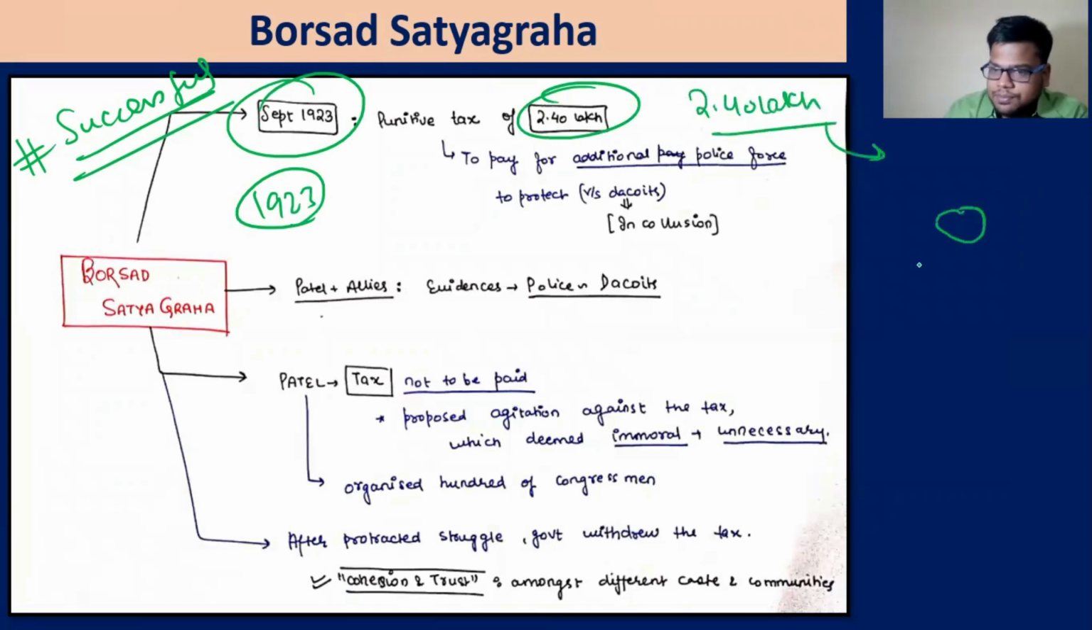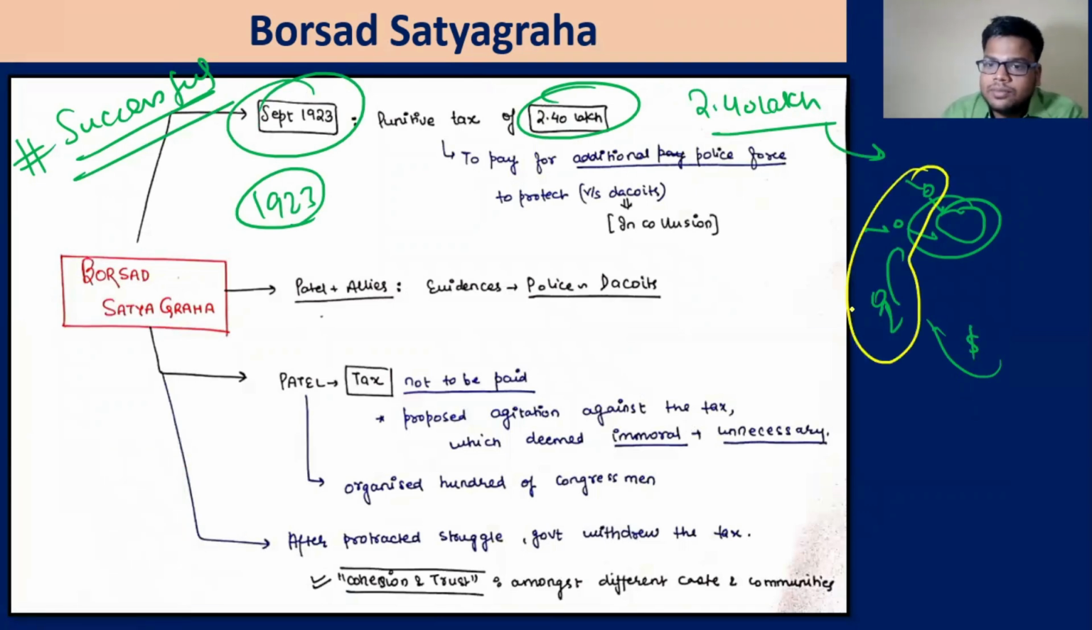So there was a praise, Borsad. The police said that we will protect you from these two dacoits, those who are looting the people, but you need to give us money. But later on, it was found that the police were hand in glove with these dacoits. This is what was investigated by Sardar Patel.